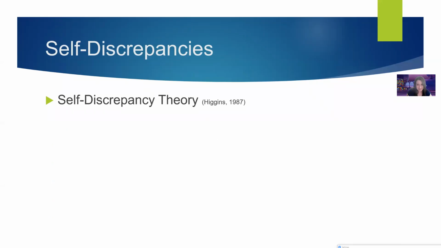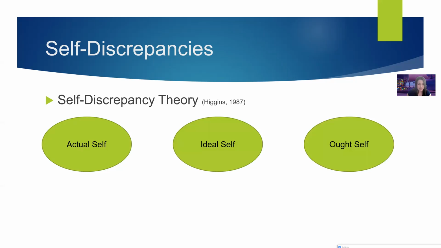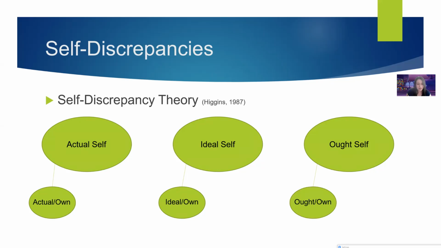So self-discrepancy theory states that each individual possesses what are known as mental representations for our actual self, our ideal self, and our ought self. So for example, an actual own mental representation describes the self that a person believes they actually are, or the characteristics that they believe they actually have. An ideal own representation describes the self that a person would ideally like to be, or the traits that they would ideally like to have.